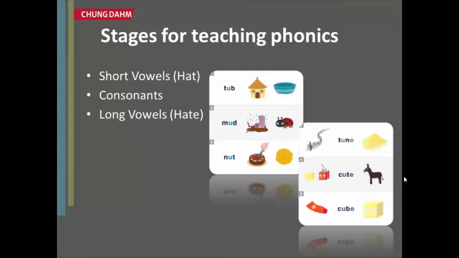After we teach rhymes, we go on to teaching short vowels. For example, the A in hat. After that, we finish off teaching any remaining consonant sounds that we haven't previously taught. After we finish the consonants, we move on to long vowels. A long vowel is a vowel that says its name. For example, the A in hate.